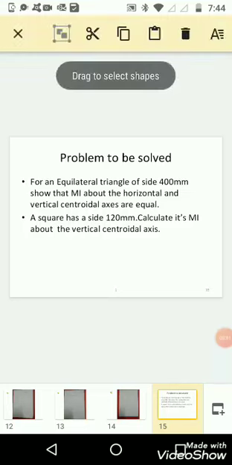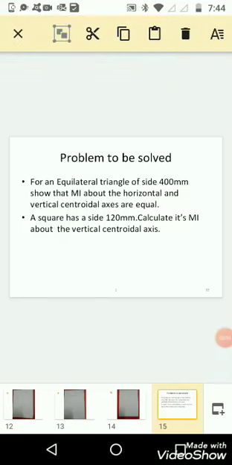The second problem you have to solve: a square has a side of 120 mm. It's a square, so all sides are 120 mm. Calculate its MI about the vertical centroidal axis, that is the moment of inertia about the YY axis, that is Iyy. Please solve this numerical.